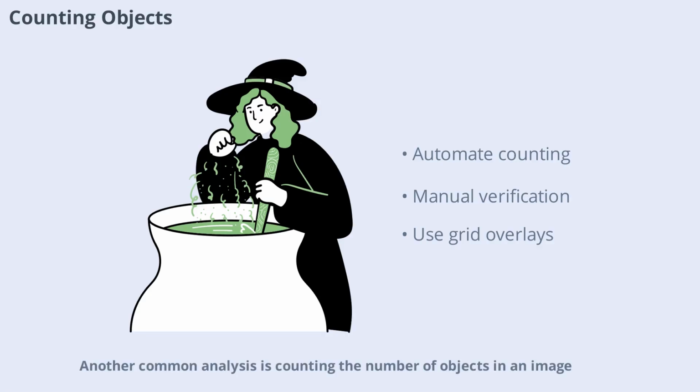Another common analysis is counting the number of objects in an image, such as cells or particles. Some software can automate this process, but manual counting is sometimes necessary for accuracy. Mark each object as you count to avoid double counting, and consider using grid overlays to organize your work.